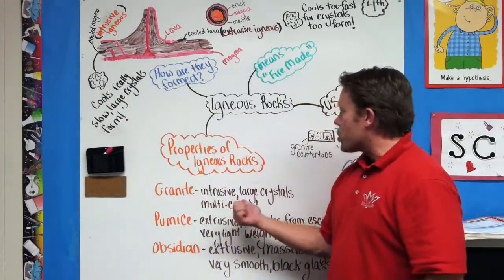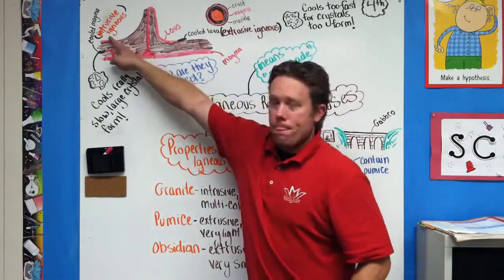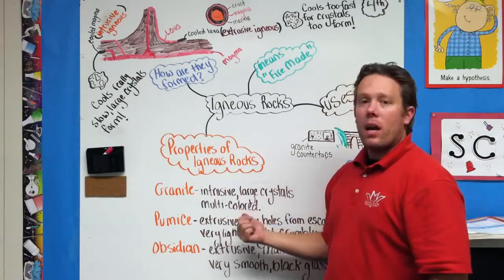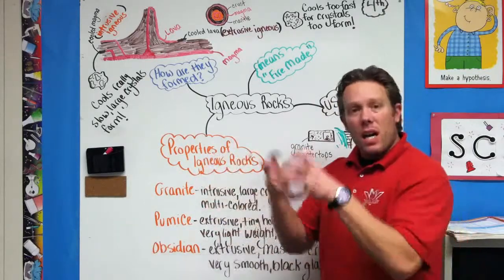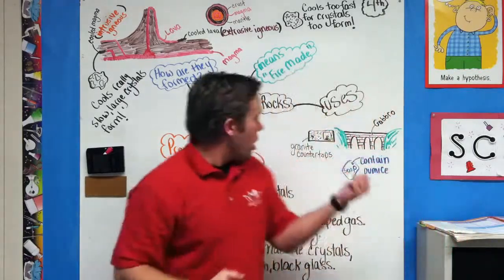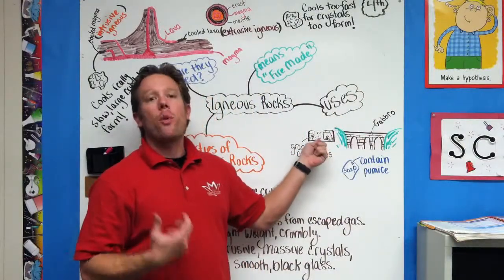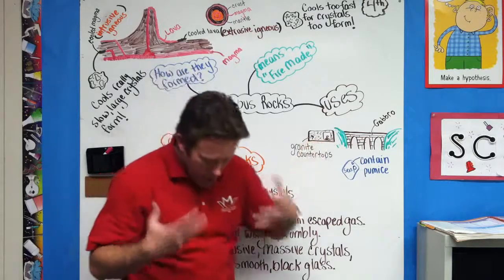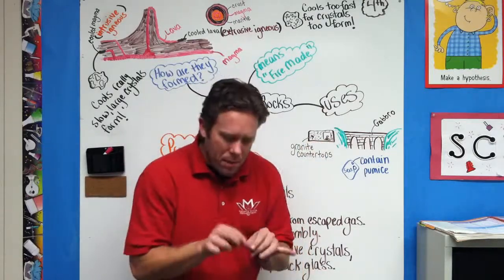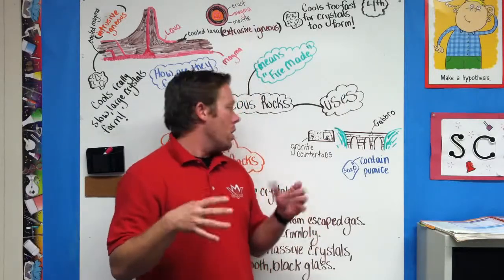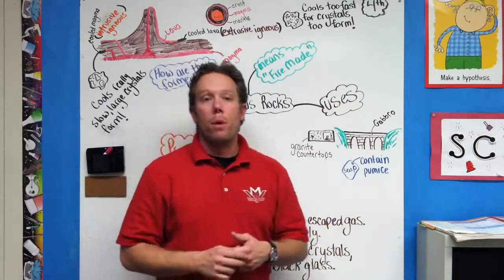Granite is an intrusive rock. So it has large crystals and it's multicolored. And this granite is really hard. One of the uses of granite is a lot of people have granite on their countertops. If you see a granite countertop, you can see it kind of shines a little bit because of the small crystals, and it is multicolored.